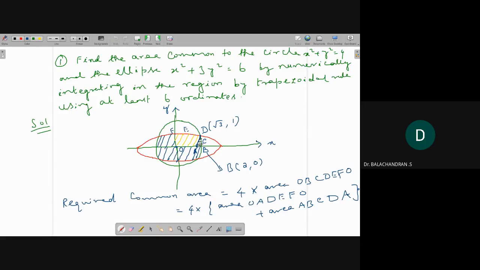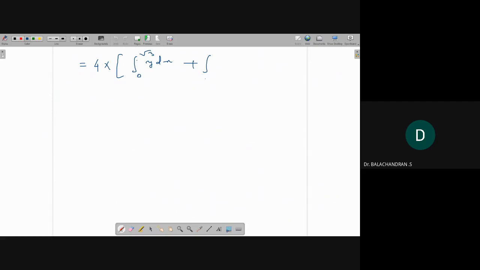now in this region, that is A, B, C, D, A, x varies from A to B. At A, the x value is √3. At B, the x value is 2. So x ranges from √3 to 2, of y dash into dx.